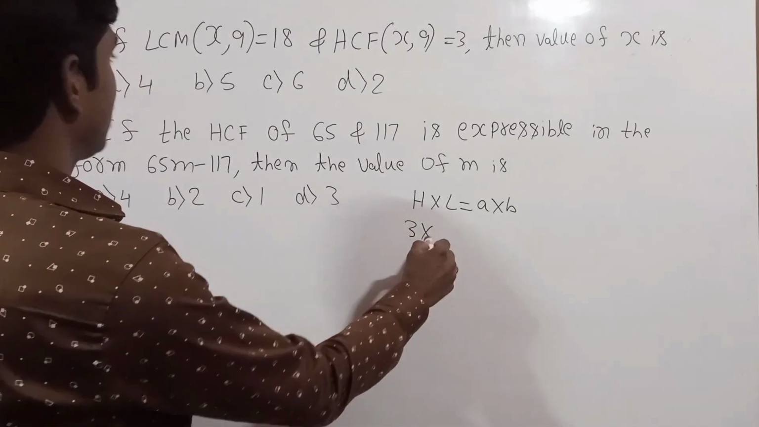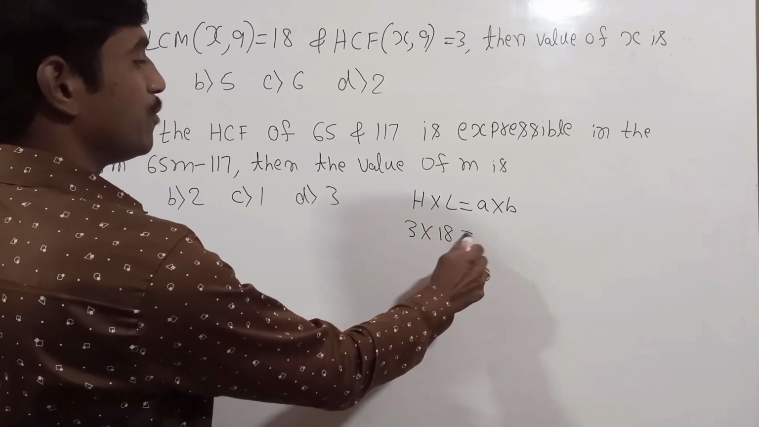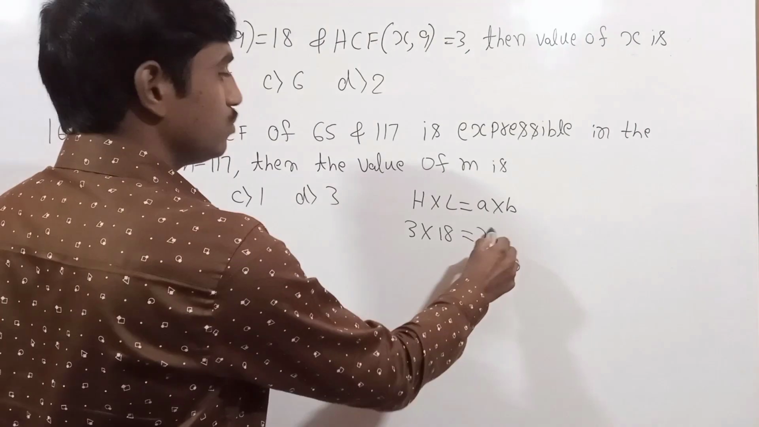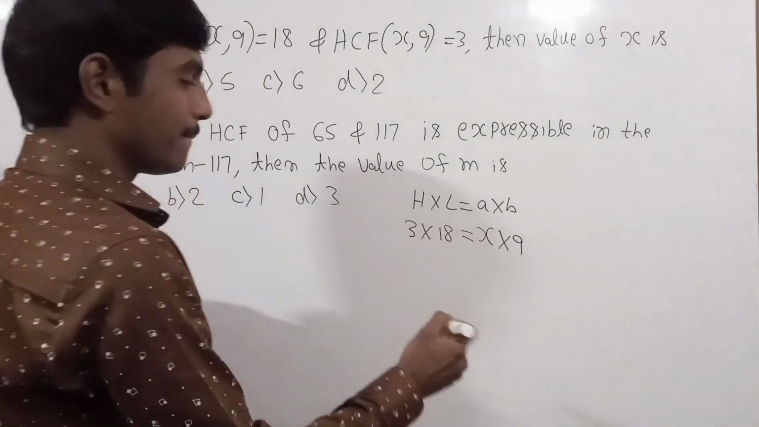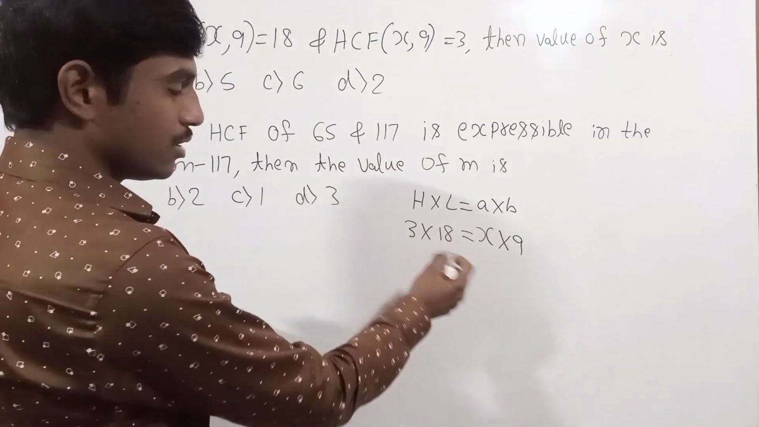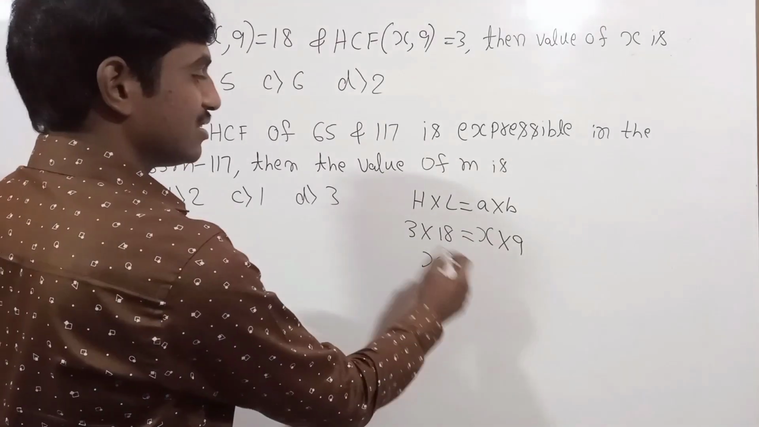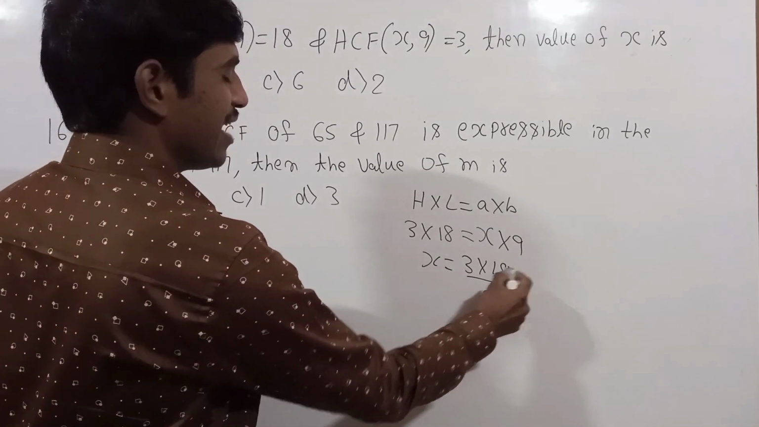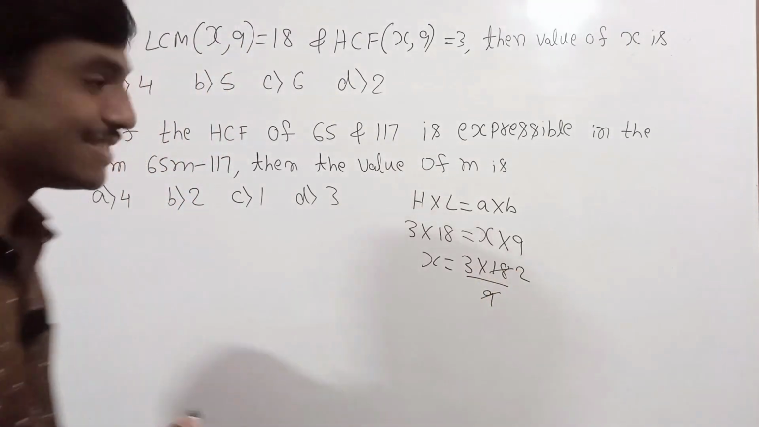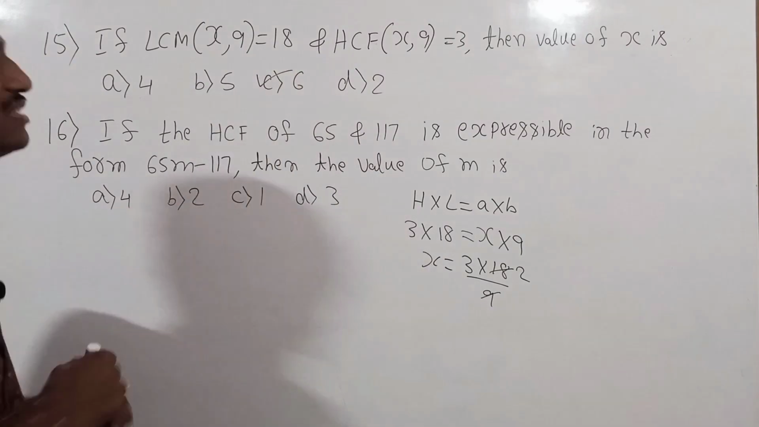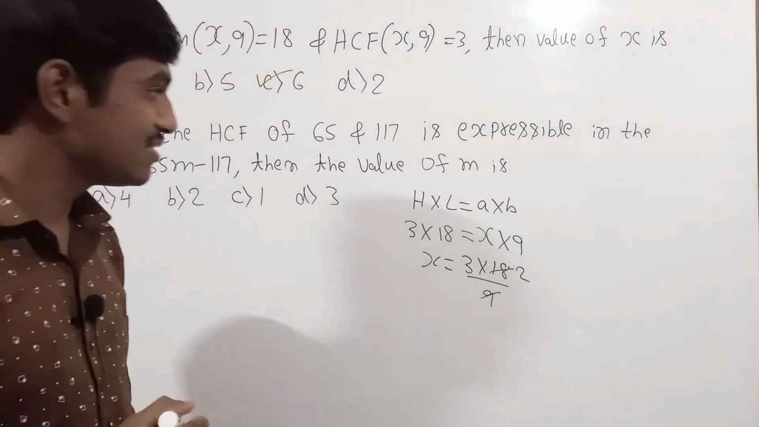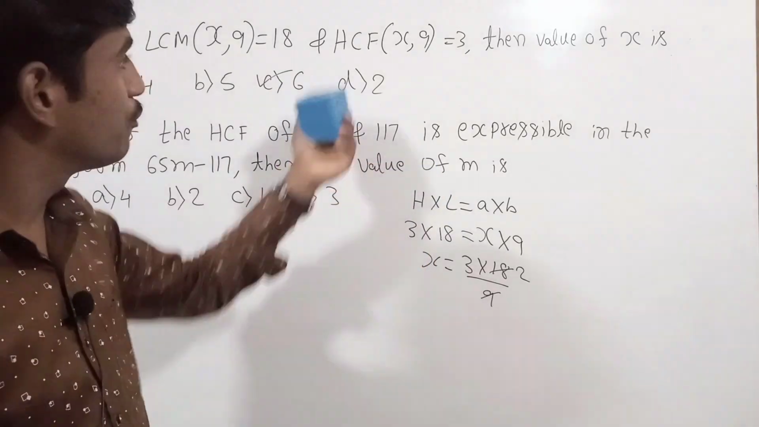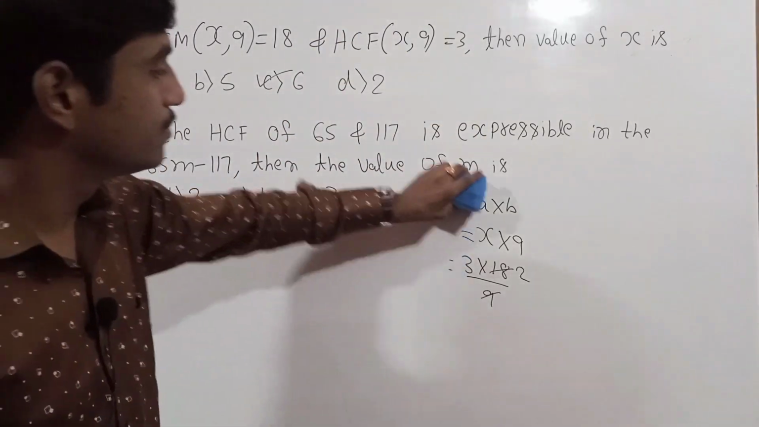3 into LCM is 18, which will be equal to the product of two numbers. One number is x and one number is 9. So x into 9. So we can write x equals 3 into 18 divided by 9. 9 ones are 9, 9 twos are 18. So 2 into 3 is 6. So the answer is option C, which is 6. So here we got the answer as 6. The same way they can give one number and ask for the other number.